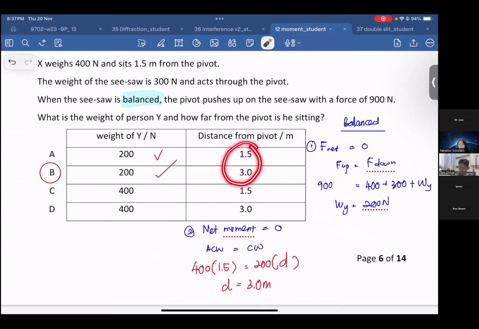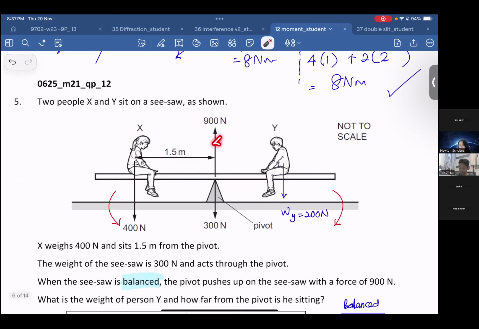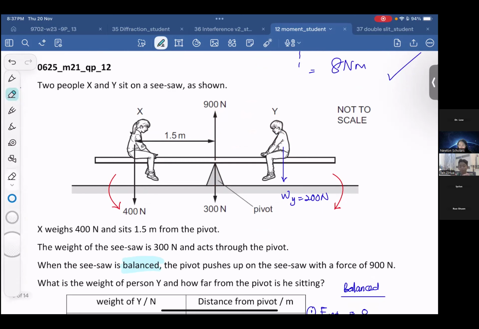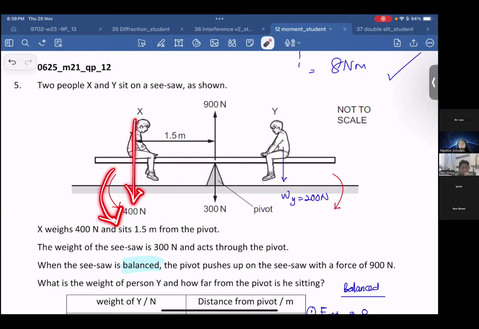I want to find the distance. I want to know what is the distance from the boy Y until the pivot. I know I want to find this distance. Okay, so here we need to determine where is your anti-clockwise moment, which is caused by the girl. This is anti-clockwise moment. So for the boy, it's causing the clockwise moment.